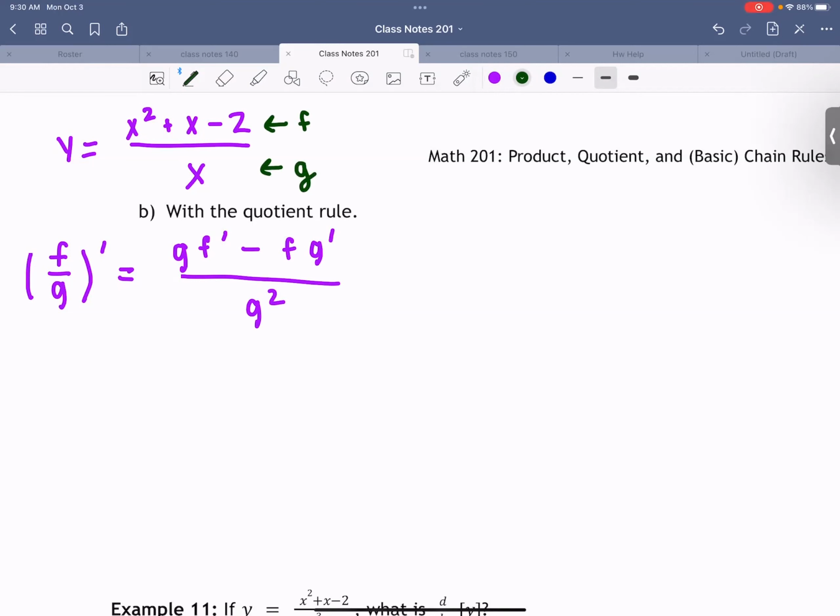So why don't we just piece this together? g by itself is x. f prime, what is f prime?